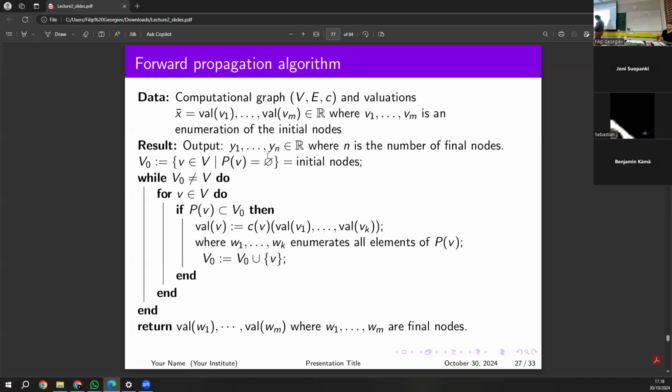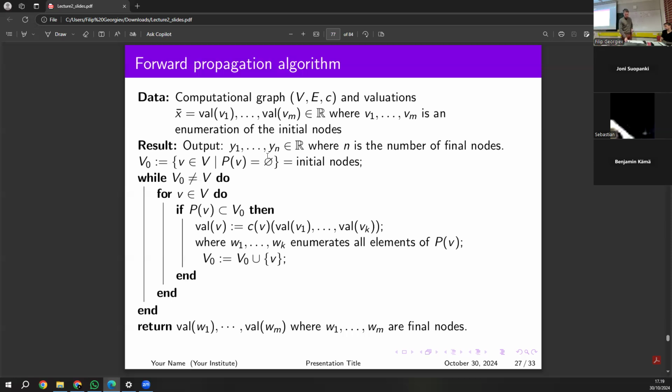In this loop, we have a for loop where we go through all the nodes and check if the parents of the node have already been evaluated. If all the parents have been evaluated, then we compute the value. We take the function C of that node, the function which has been assigned to it, and we put in the values of the parents. And here's a mistake: this W should be V's. These enumerate the parents of V. Then we add that node to the set already computed. And then we repeat.